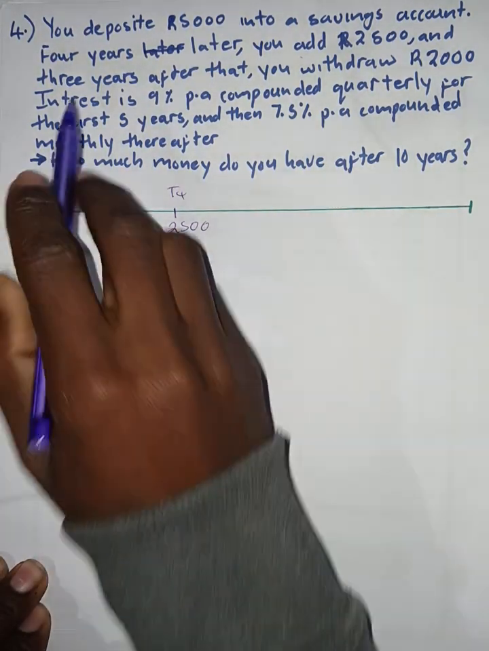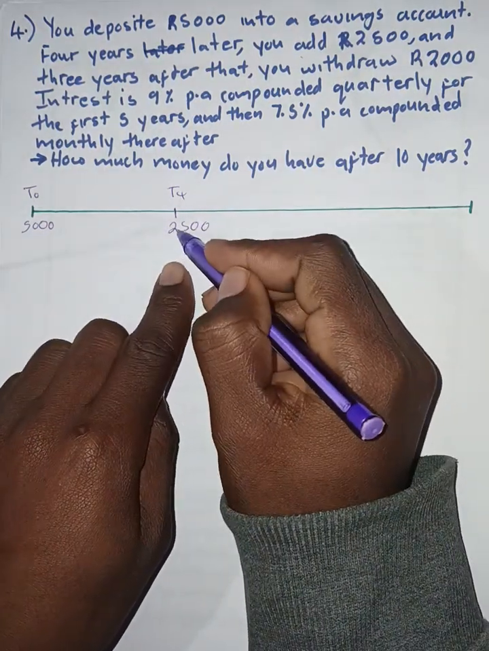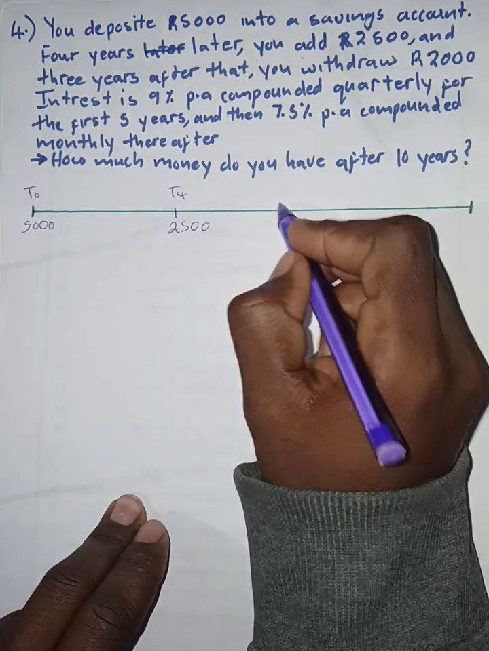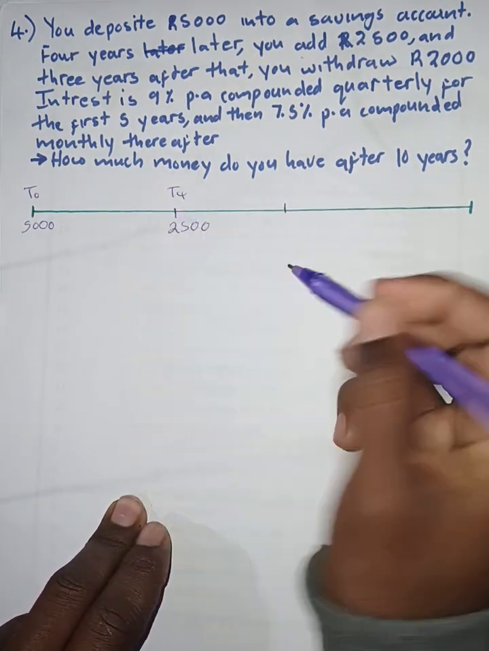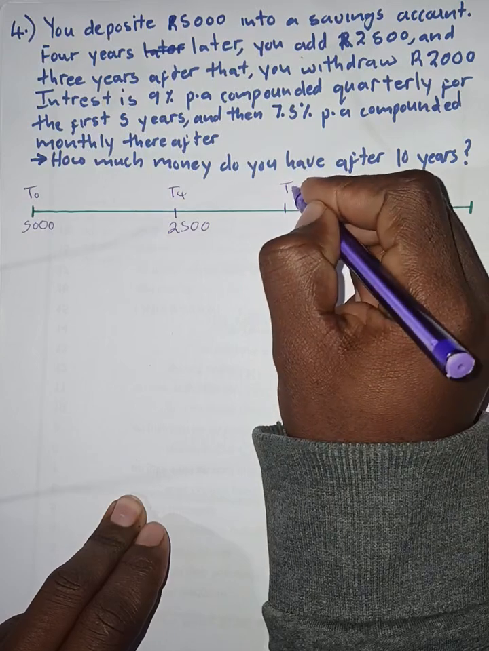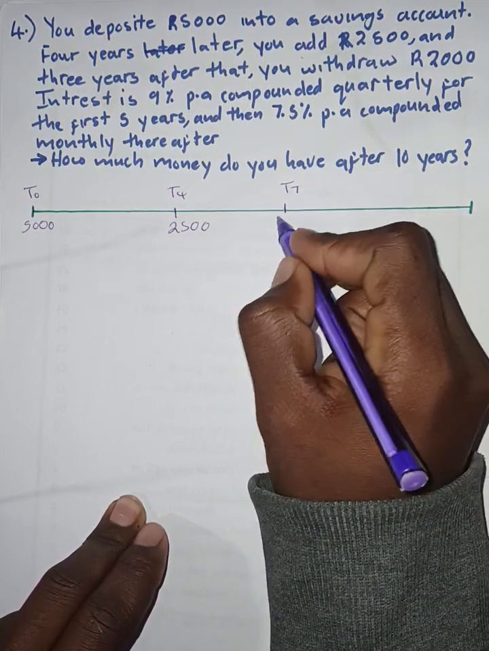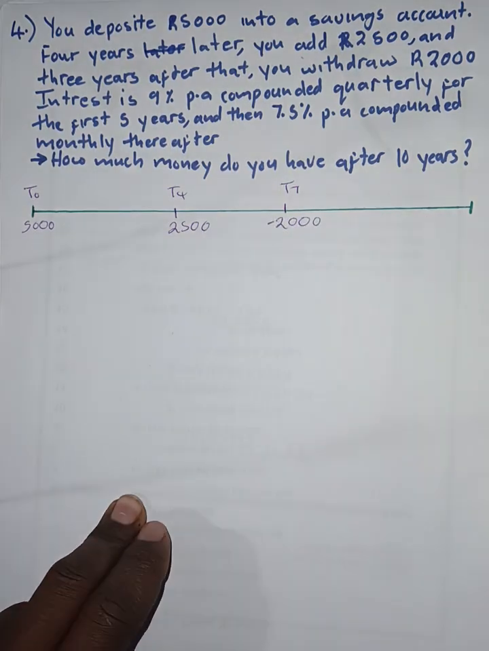And they say 3 years after that. So 3 years after T4, of course, 3 years after we have added 2.5, what did they say? They say you withdraw 2,000. So 3 years after T4 would be T7. So at T7, what did we do? We withdraw 2,000. So we will subtract that.